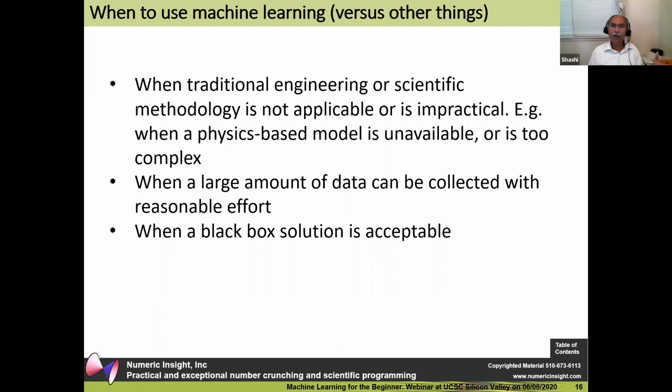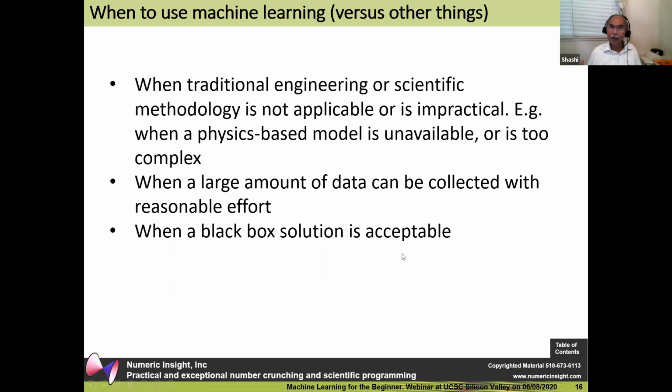So if this camera is able to detect this smile, can you tell me what it is actually doing to detect that smile? There may be no answer to that question. So that's what we mean when we say the black box solution. When it is acceptable, very good.